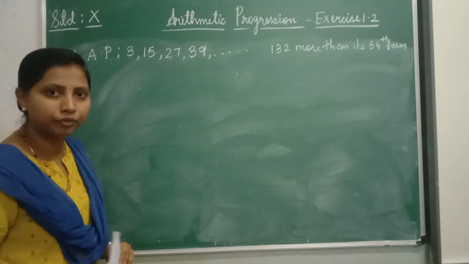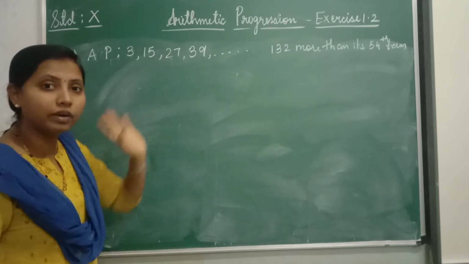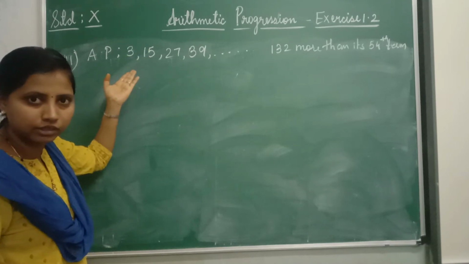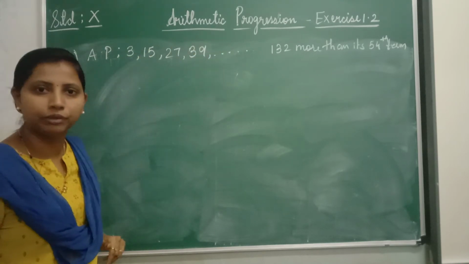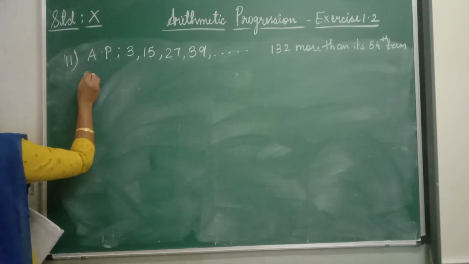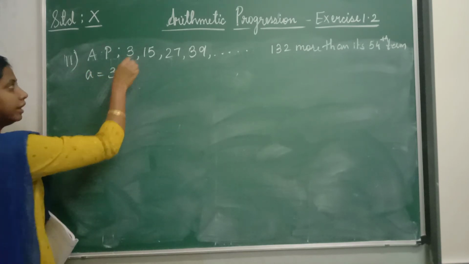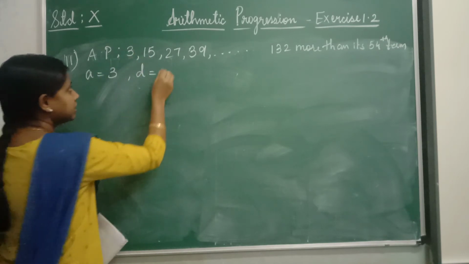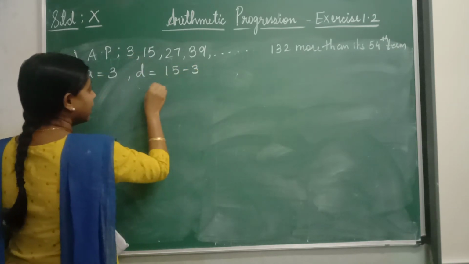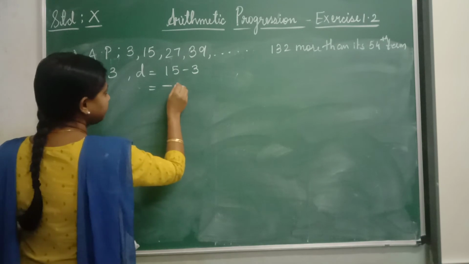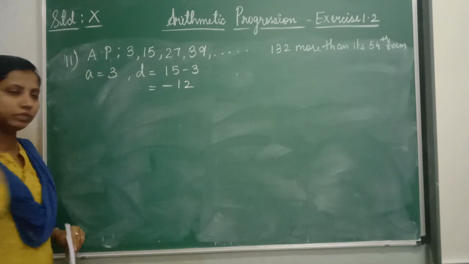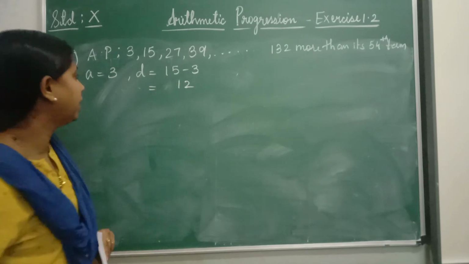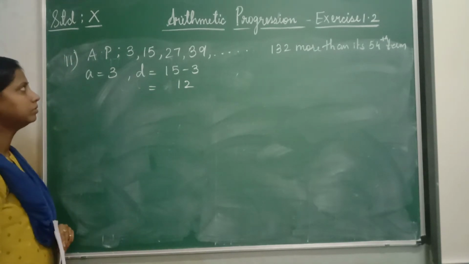So how to find the 54th term? The AP is already given here. You have the first term, you can find the difference, and you can get the 54th term. So let's write a equals 3, the first term. d is nothing but a2 minus a1, that is 15 minus 3, which is plus 12.